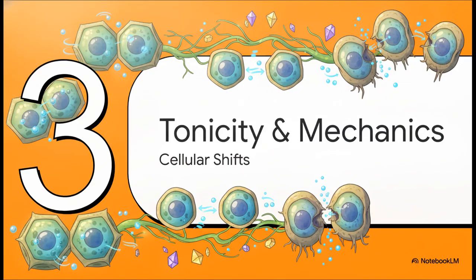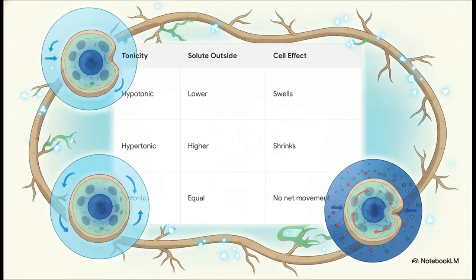Section 3. Tonicity and cell mechanics. Tonicity essentially describes the surrounding medium relative to the cell sap. So, a hypotonic solution has a lower solute concentration outside, which drives endoosmosis and cell swelling. A hypertonic solution has a higher solute concentration outside, triggering exosmosis and cell shrinkage. And an isotonic solution has an equal concentration, yielding a dynamic equilibrium where there's zero net movement of water.